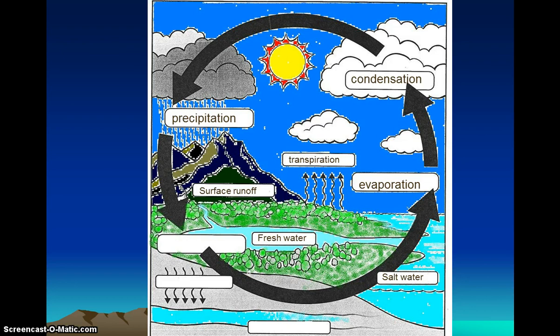Then we have surface runoff, so that comes from the surface of the earth. It goes into collection, so that would be like going back into the lakes or the oceans or the rivers. We have some percolation, which is like the absorption of water. And then we have the groundwater, and the groundwater is going to run back to those freshwater and saltwater spots.